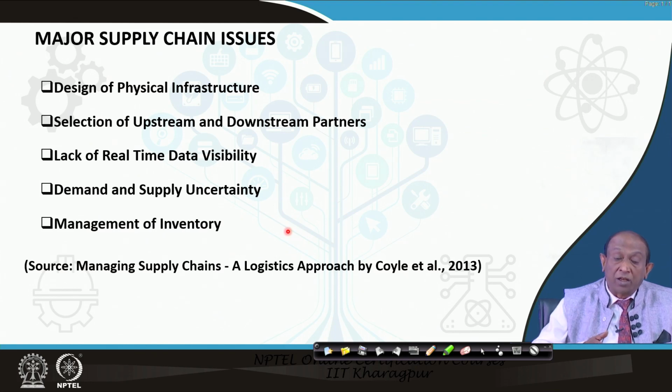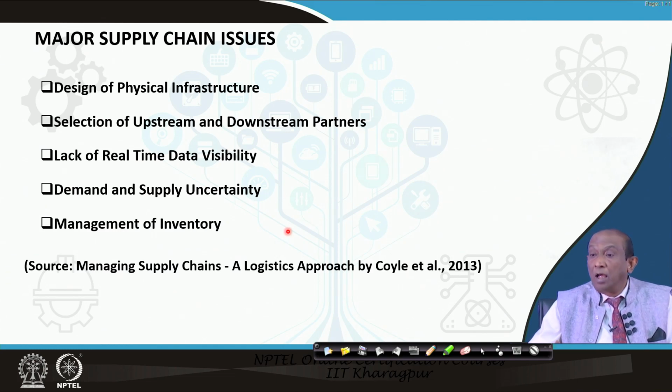Then selection of upstream and downstream partners. Downstream and upstream partner selection is very important, and as a result we will be looking into different kinds of models that help us in sourcing. Sourcing means supplier selection, supplier evaluation. These are very important entities, important work that needs to be done.